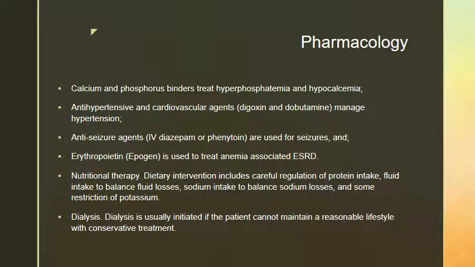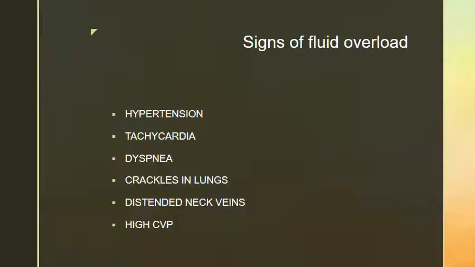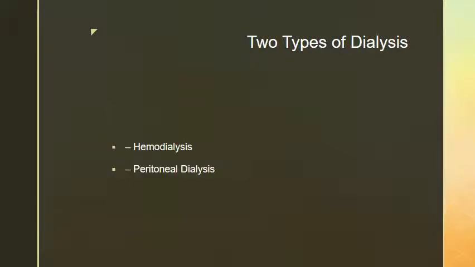Dialysis is usually started if they can't maintain a reasonable lifestyle with conservative treatment. Basically it's established if their glomerular filtration rate is less than 15. Signs and symptoms of fluid overload, you guys can look through these. I expect you to know them, and actually I bet you already do. There are 2 types of dialysis, hemodialysis and peritoneal dialysis.